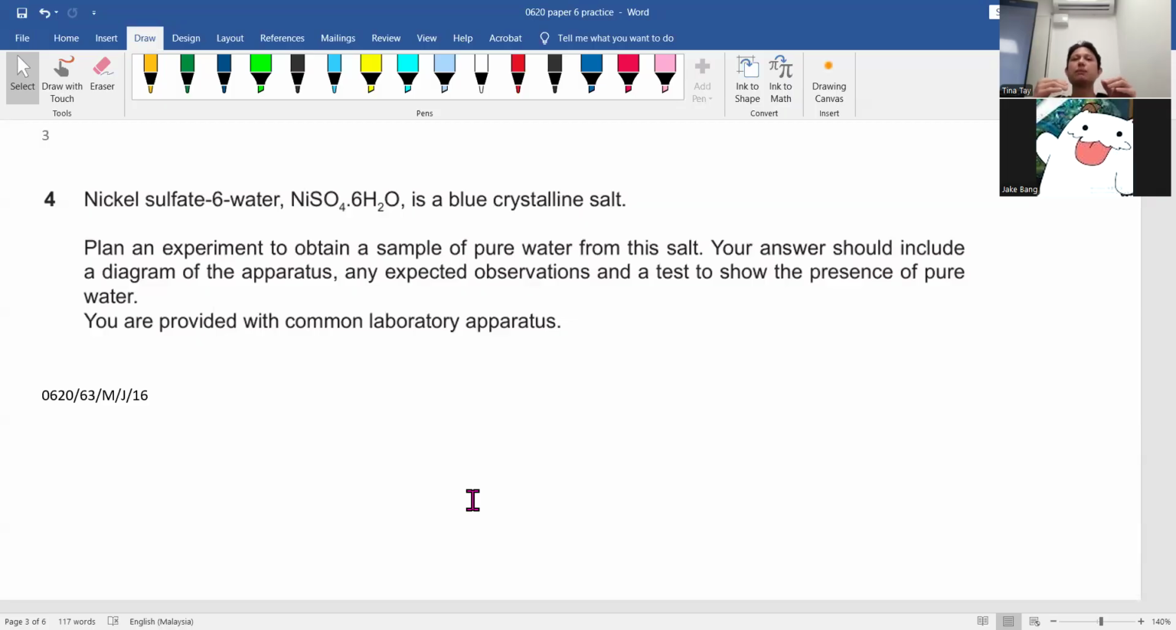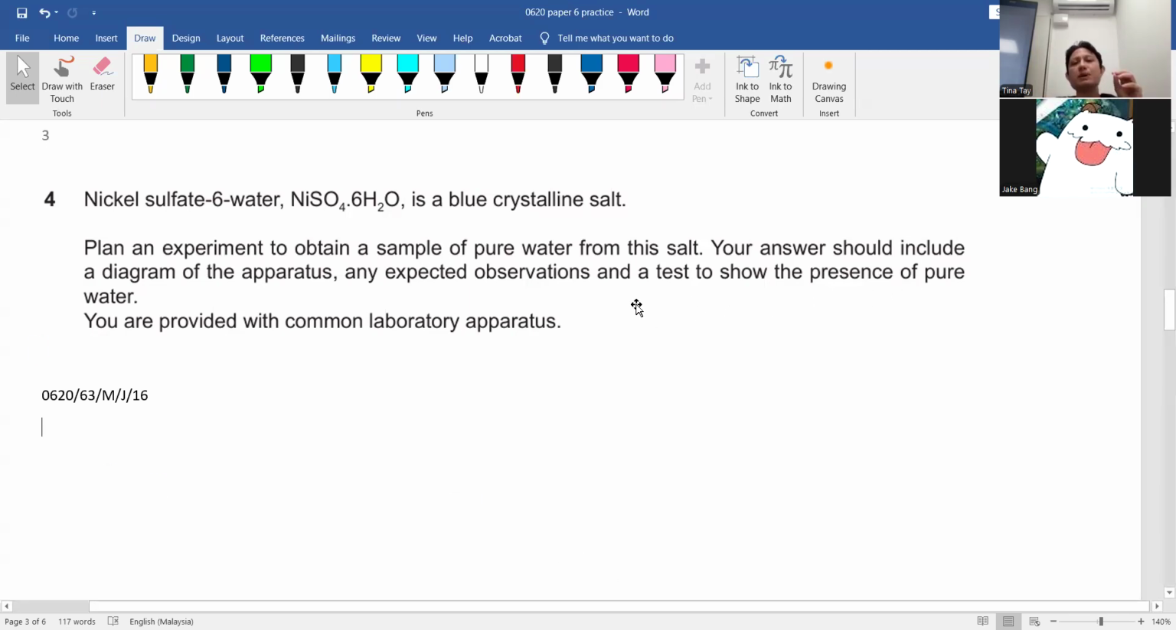Is this preparation of salt? Yes or no? No. A lot of students, if you just read one time, you think it's preparation of salt. What is this experiment? This is distillation. Simple distillation or fractional distillation? Simple. Fractional distillation is if you have two liquids mixed together. This is a salt and a liquid. Okay? And then you must show the presence of pure water.